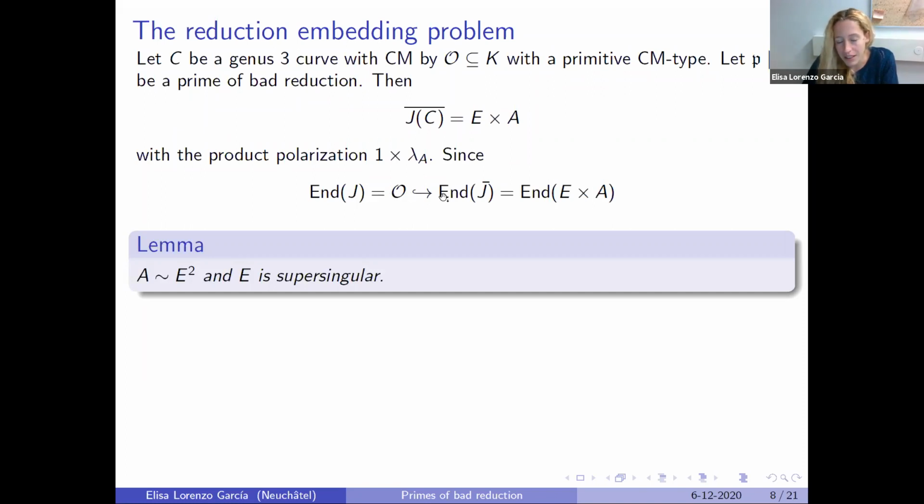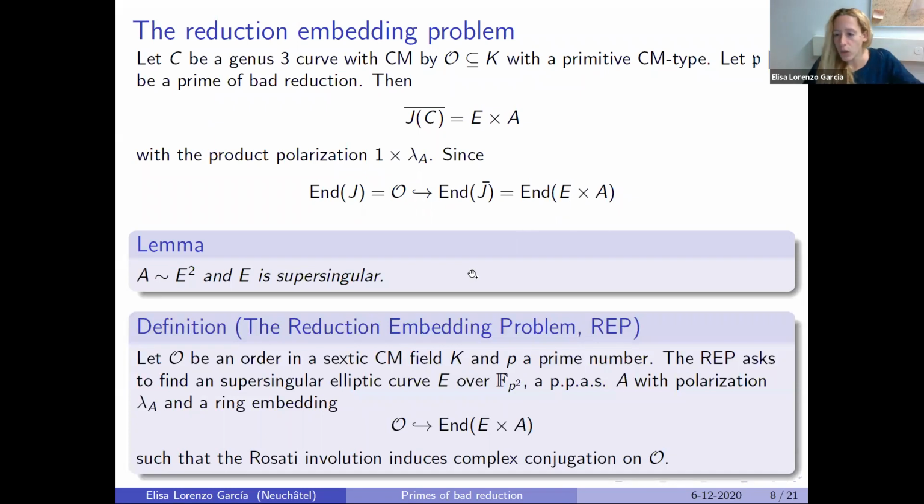And then there is an injection, an embedding into the endomorphism ring of the reduction of the Jacobian. That is this endomorphism ring. Because we have this embedding, and this is something that is big, rank equal to 6, this implies that A actually has to be isogenous to the square of the elliptic curve, because otherwise you wouldn't have enough endomorphisms here, and moreover that the elliptic curve E has to be supersingular. So this is a first thing that we can prove.